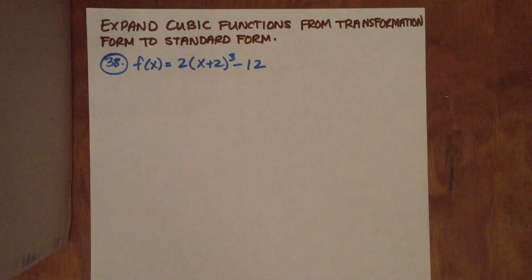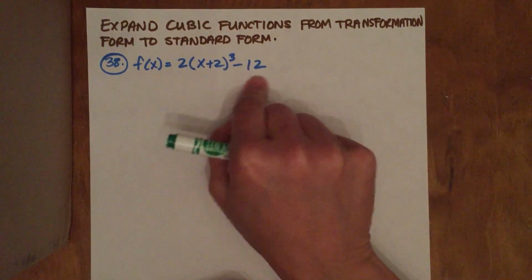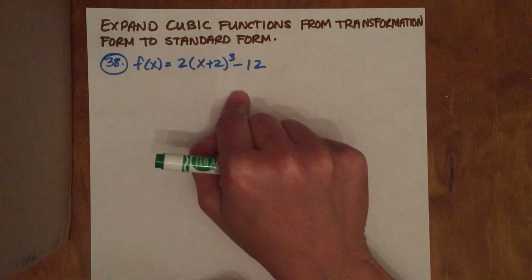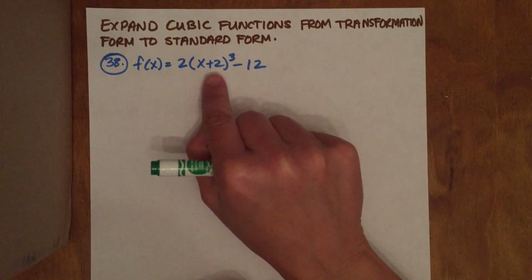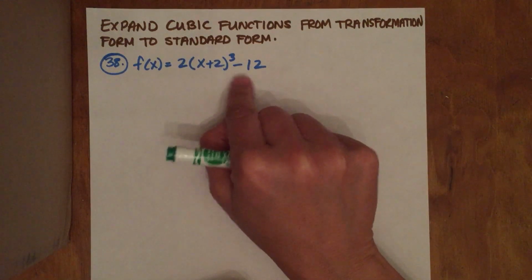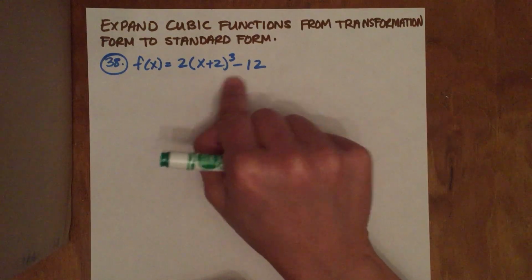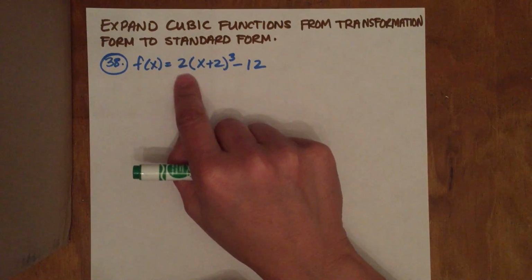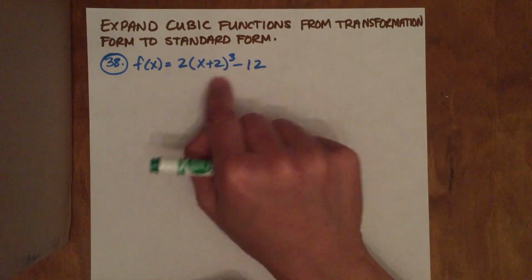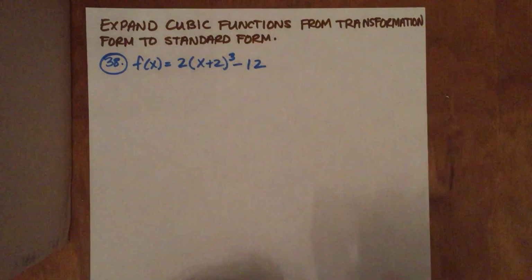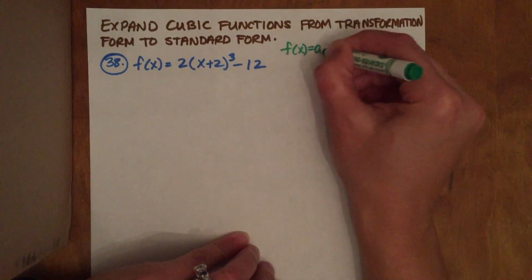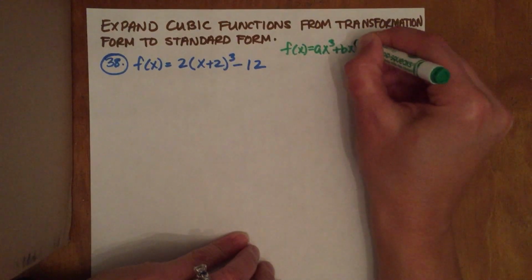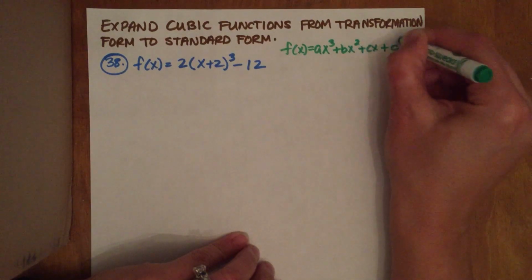The first thing we need to do is look at this cubic function written in transformation form, which is also called vertex form. It's called transformation form because you can see the transformations that take place from this format. You can see your h value and your k value, which tell you the horizontal and vertical shifts of your cubic, and the a value, which tells you whether it's reflected or not, or whether it's compressed or stretched. So that's why this is called transformation form. What we want to do is expand this out to standard form, and standard form of a cubic function is ax cubed plus bx squared plus cx plus d.